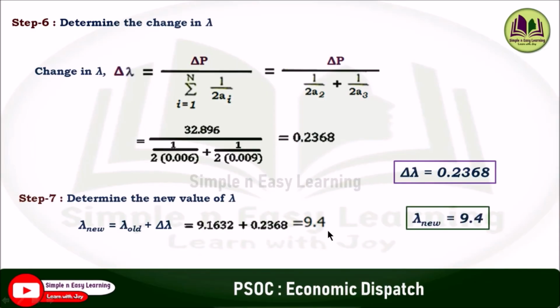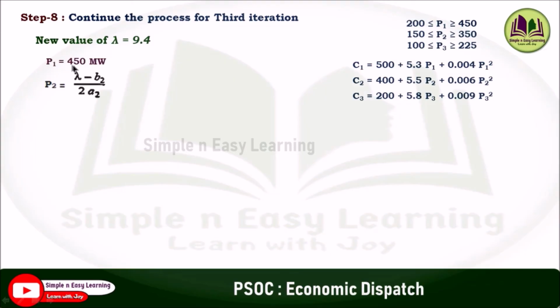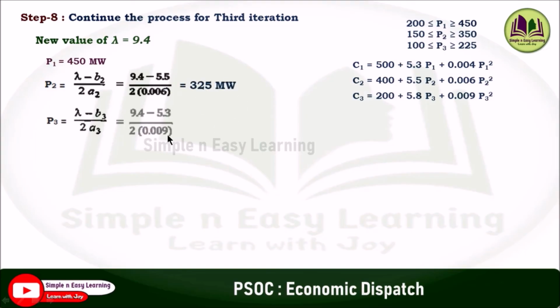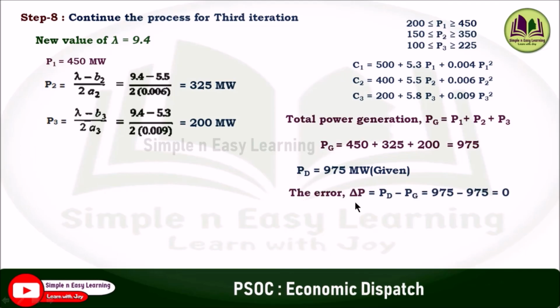So now we are going to use this new value of lambda to find the power generation. So continue the process for third iteration. Lambda value is 9.4 and P1 is fixed, that is 450 megawatt. P2 we need to find using this new value of lambda, that is 325 megawatt, and P3 is 200 megawatt. Now if you add all the three generations, the total power generation will be 975 megawatt. Now the demand given is 975 megawatt. So the error will be del P equal to PD minus PG, 975 minus 975, which will be equal to 0.